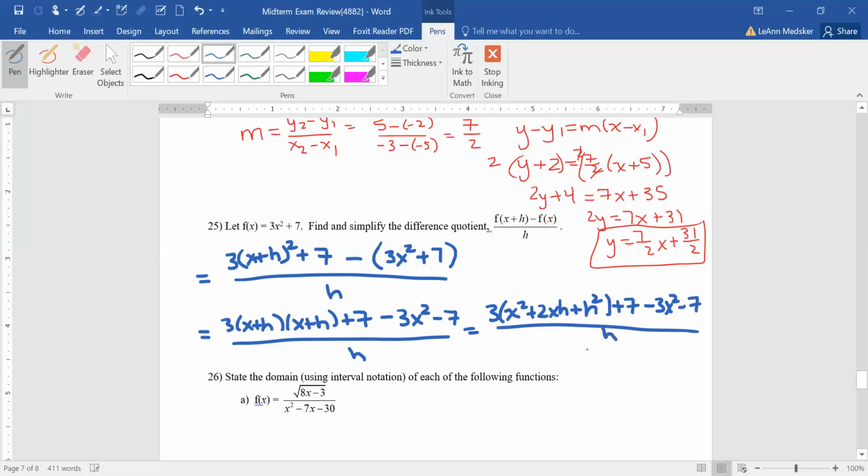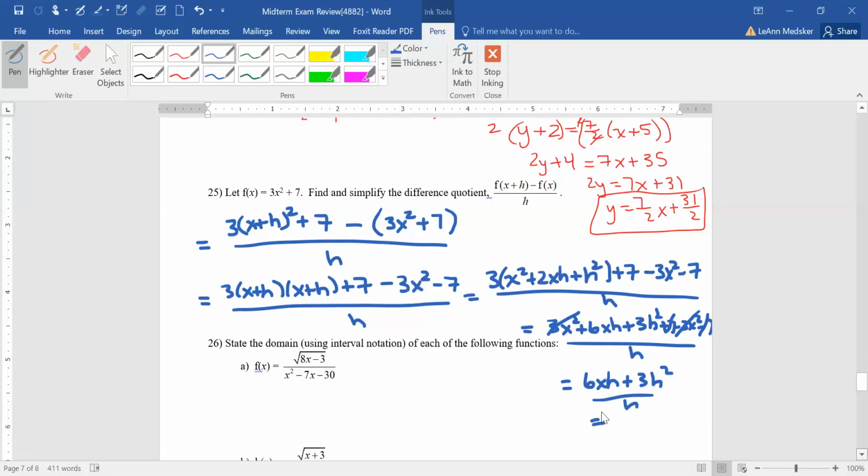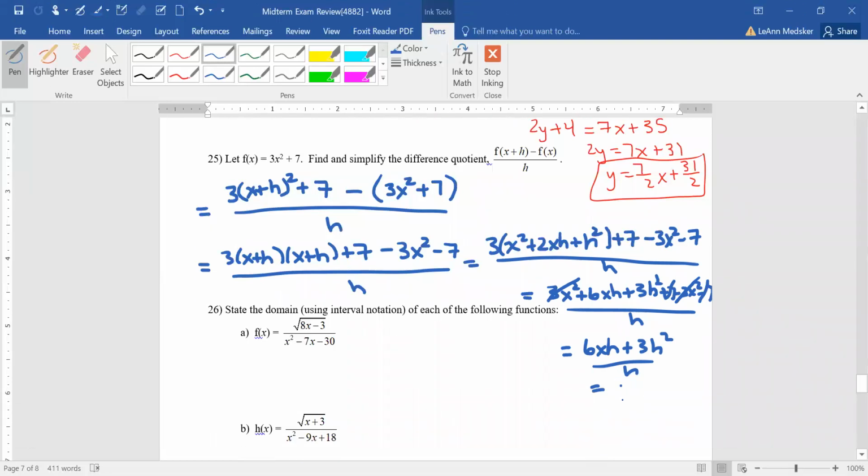All over h. Distribute the 3, so that's going to be 3x squared plus 6xh plus 3h squared plus 7 minus 3x squared minus 7 all over h. The plus 7 and minus 7 cancel out, and so does the negative x squared and the positive 3x squared. So those two are matches as well. So this reduces down to just 6xh plus 3h squared all over h. And then when we reduce out the h, because each factor on top has an h, this would just be 6x plus 3h.